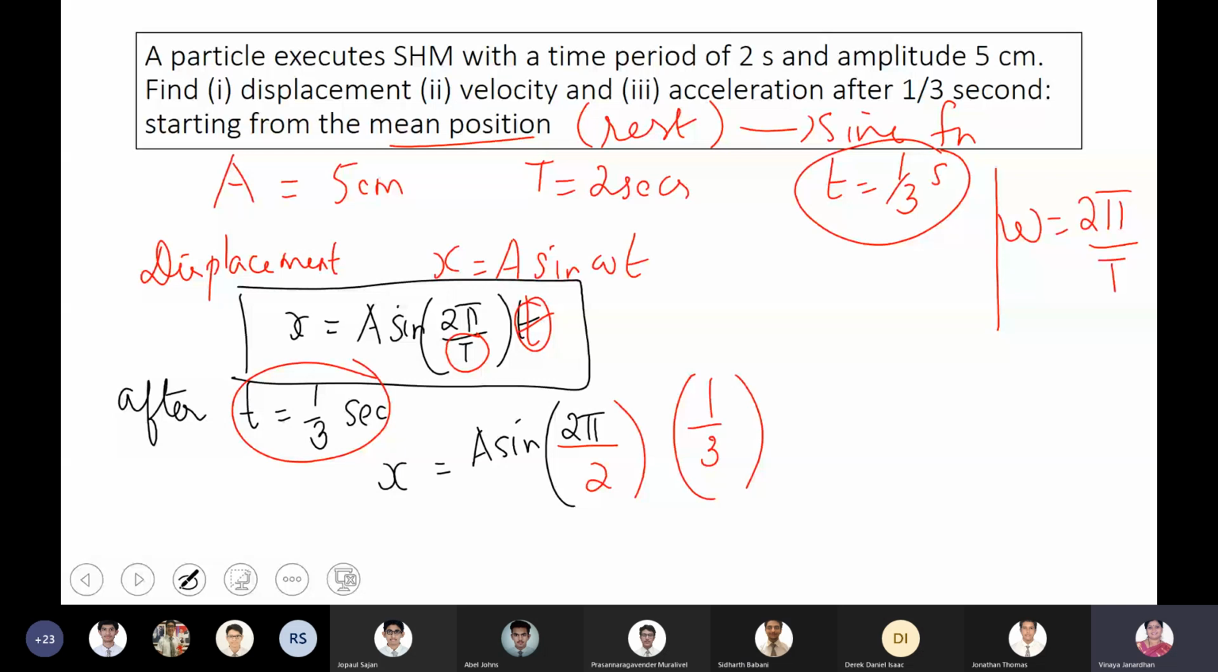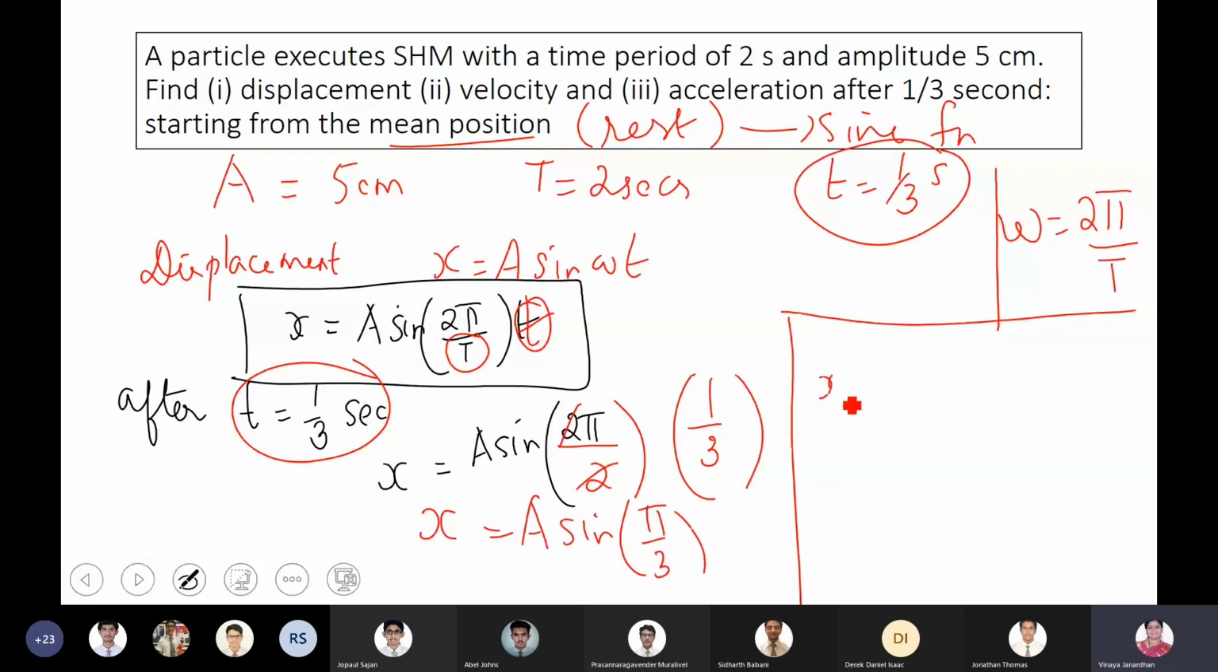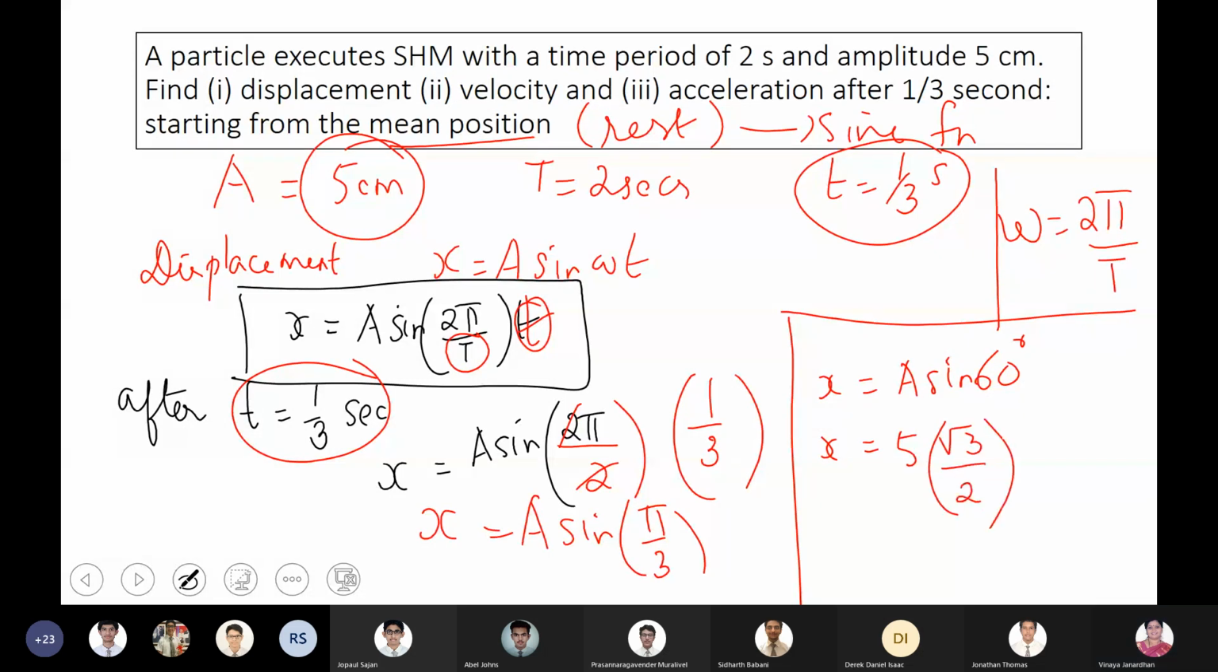Okay. So these two will get cancelled. What are you getting? A sine pi by 3. Pi by 3 is 60 degrees. So x is equal to A sine 60. What is the value of A? 5 centimeter. Sine 60 is root 3 by 2. Correct? So just write it in centimeter. Later on you can calculate this. Are you clear? Yes, ma'am.